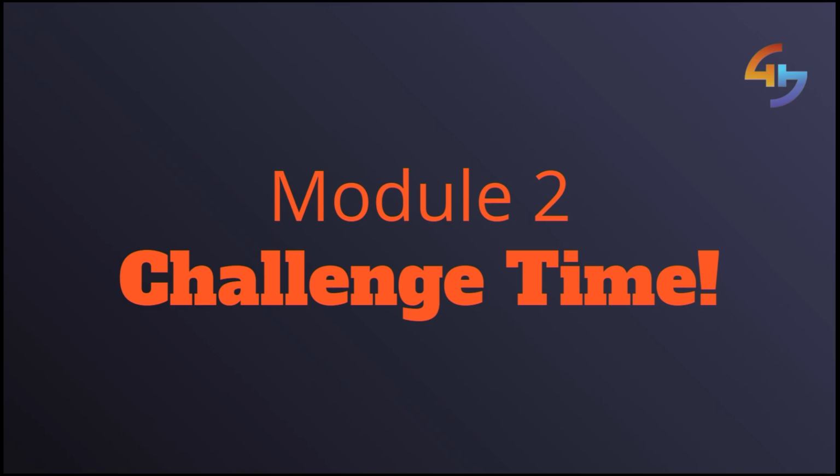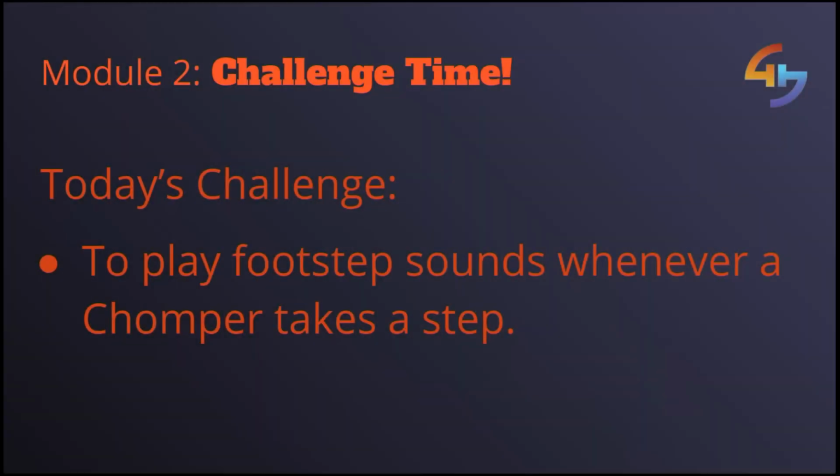Welcome to the second implementation challenge. Now, this one will be for Module 2, and we're going to turn our attention to the chomper enemies we can find throughout the 3D game kit. So, for this challenge, you're going to add walking and running footstep sounds to all of the chomper enemies. So, let's have a quick listen to what that should sound like in Unity.